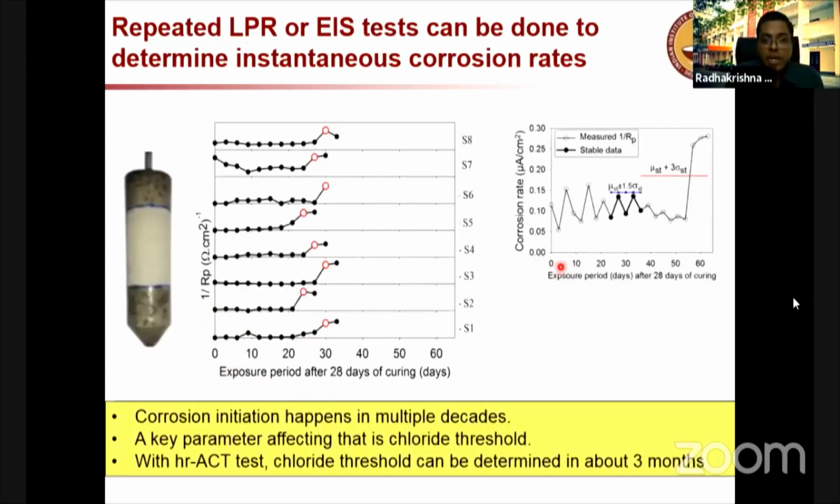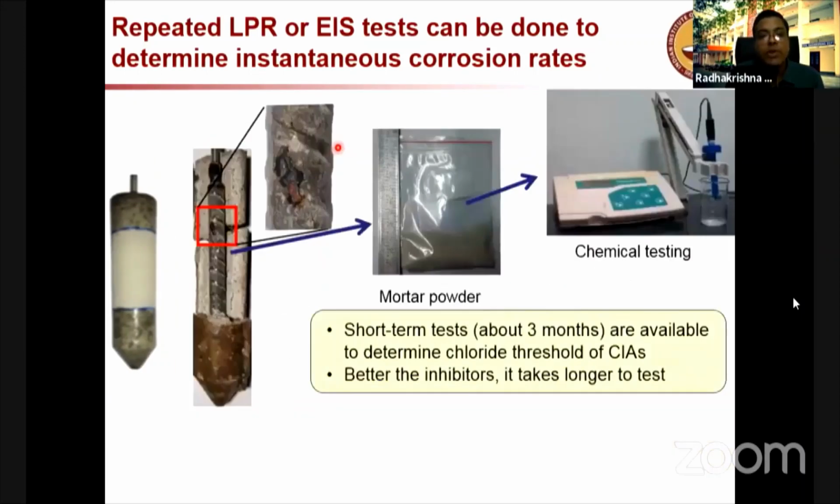So finally, we tested many specimens. I'm going to show you this. This is how a typical graph will look. You can see a very low corrosion rate, and suddenly there is an increase. At that time, what we do is we open the specimen, or autopsy the specimen, and at the steel surface, you can see the rust formation here. So that is an indication of corrosion.